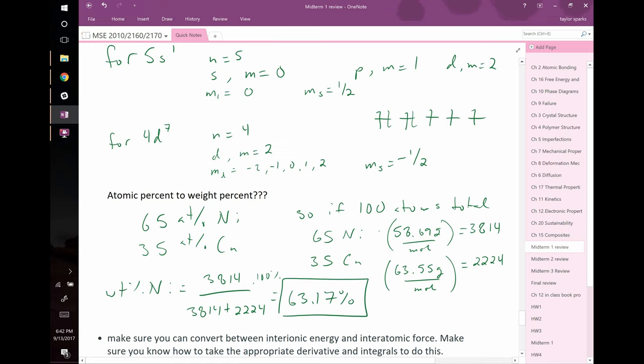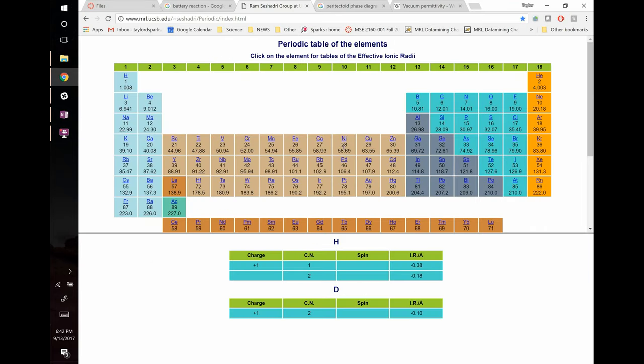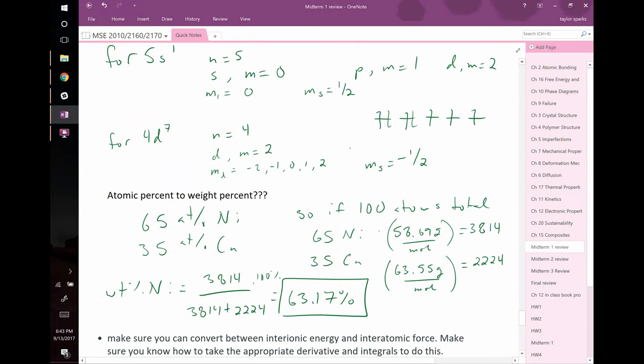Or in other words, that's almost the same as the atomic mass. Why? Because copper and nickel have almost the same weight, right? They're super, super close. If you take things that are very different, like tungsten and carbon, it'll be radically different, right? In this case, they're pretty similar because they weren't very far apart.